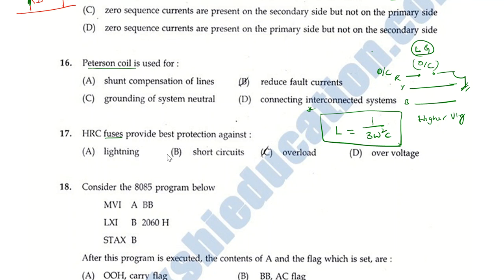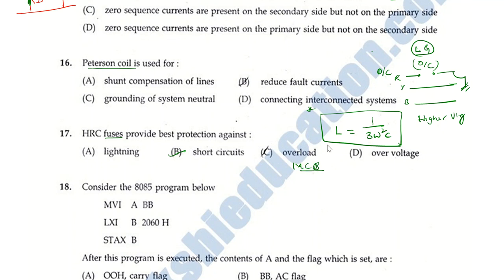For lightning and over voltages, we will place a surge arrestor or lightning arrestor. And for overload conditions, we will place MCBs, so that the load is tripped.